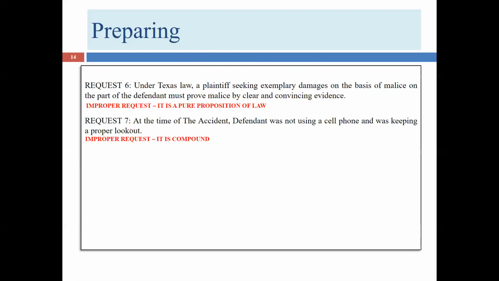And number 7 is also improper because it's compound, it has more than one fact. At the time of the accident, defendant was not using a cell phone. Okay, that would make a good request, so we could put a period there and we'd be fine. We could have a separate one that says at the time of the accident, defendant was keeping a proper lookout. That would make another request. But because they're in the same one, it's compound and it's not appropriate. That in and of itself can be the basis of an objection.